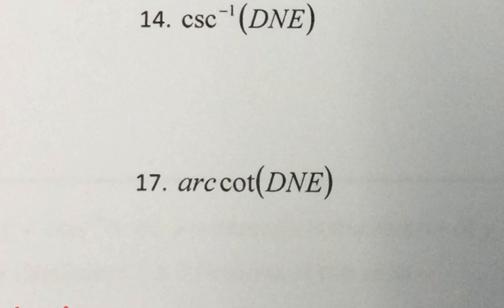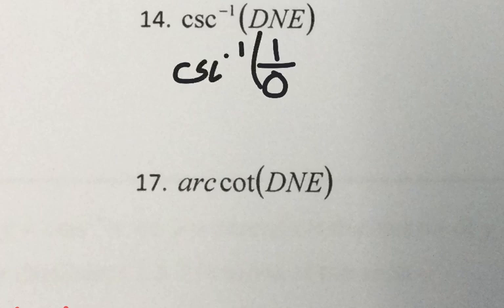14 is the inverse cosecant of does not exist. So I'd really like for that to be a ratio. So how could I get a does not exist ratio? Put it over 0. It had to be divided by 0. To get does not exist, it has to be over 0. So the inverse cosecant of does not exist is the same thing as the inverse cosecant of 1 over 0. Now, what quadrants is inverse cosecant defined for? Inverse cosecant would be the same as inverse sine. Inverse sine is 1 and 4, so inverse cosecant is 1 and 4. So I'm dealing here in the first and the fourth quadrants with my unit circle.